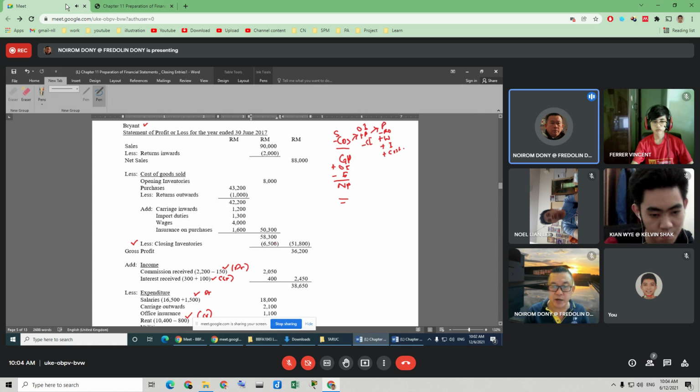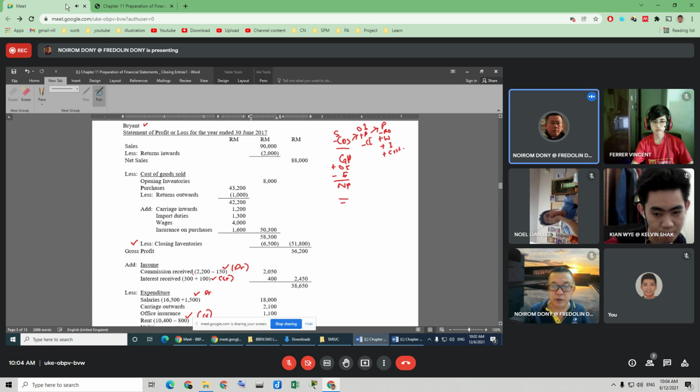After you get the final figure, then you put it into the last column. So make sure the symbol, you must minus. So sales minus cost of sales. So you have a gross profit of 36,200. Then you list down all the income in the second column. We have only two. One is commission received and one is interest received.